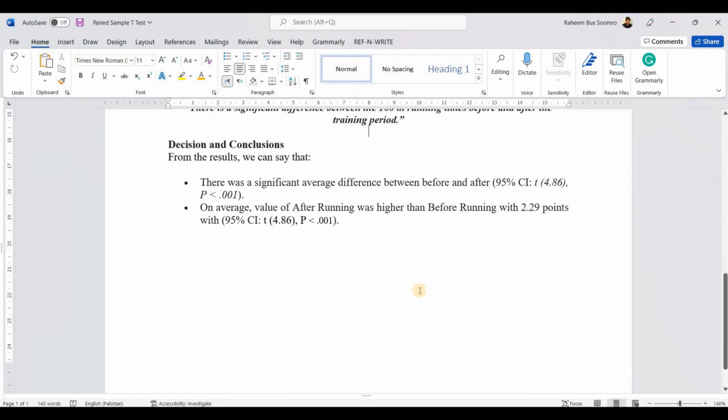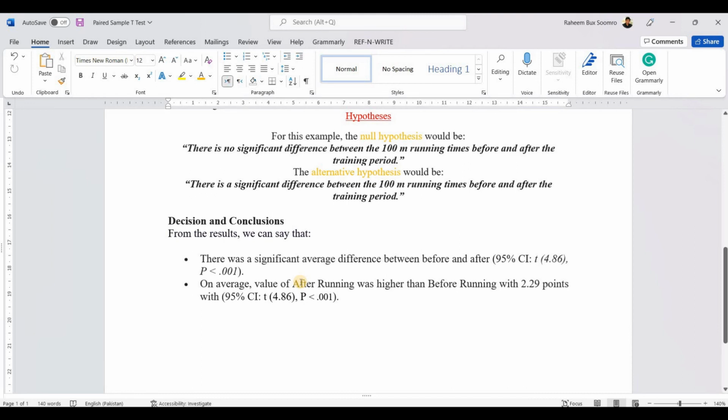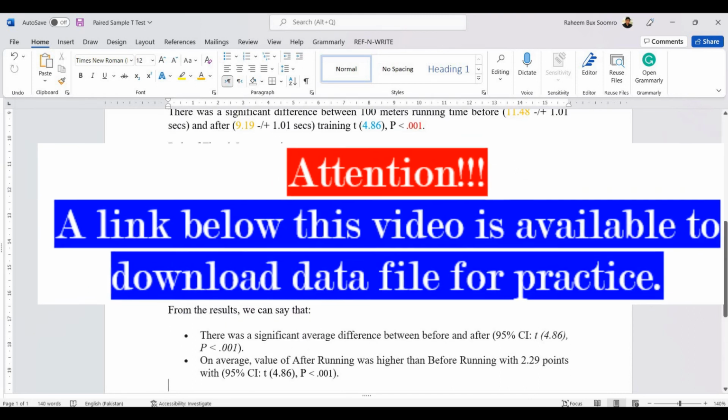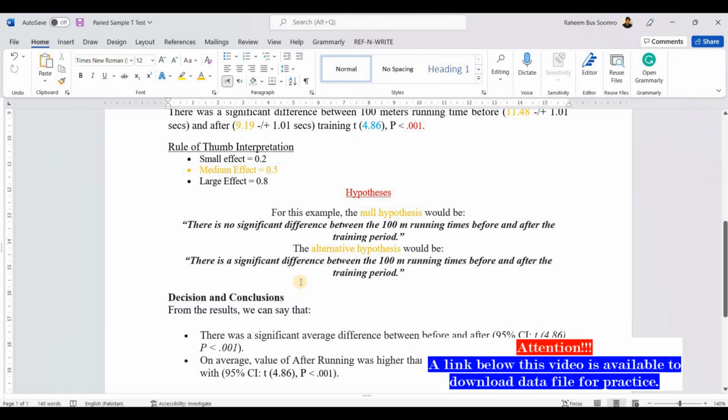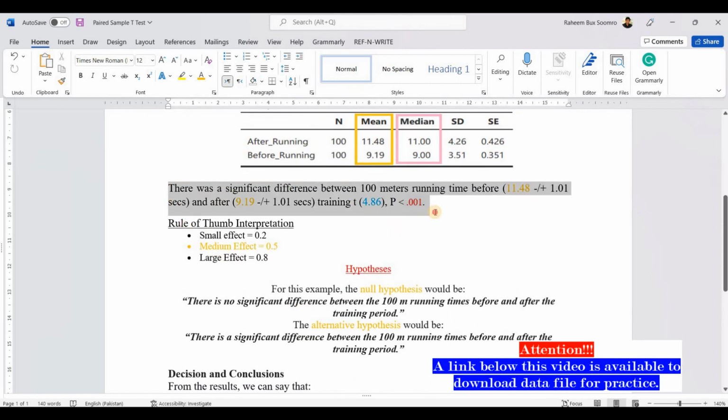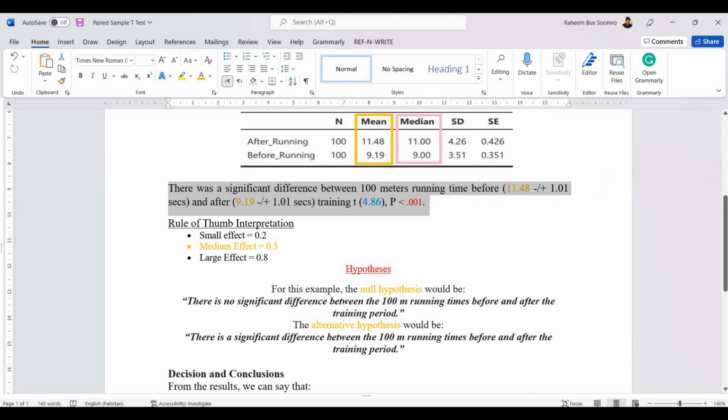Okay, and then the decision: how to decide. Again, there was a significant average difference between before and after. So that's true, and this is significant. On average, the value after running was higher than before running by 2.29, and again this is the value of this one. So now our decision, our conclusion, is that we have to accept the alternate hypothesis and reject the null hypothesis. If you want to report this, this is one pattern to report the results in your paper. Other patterns you can follow, it's up to you.